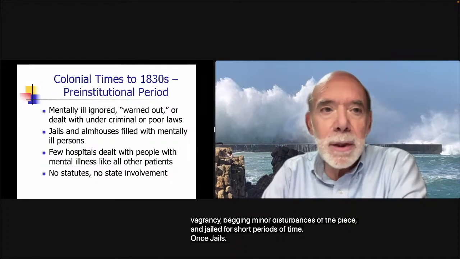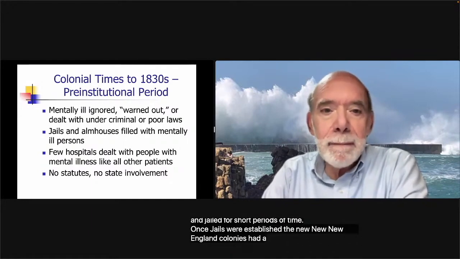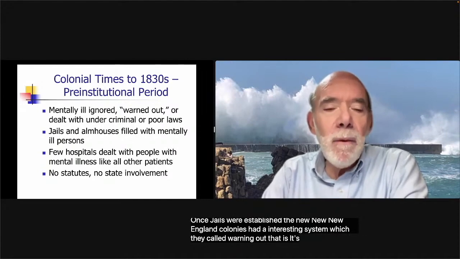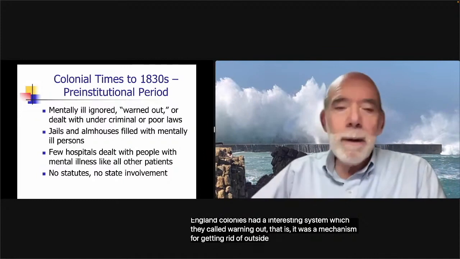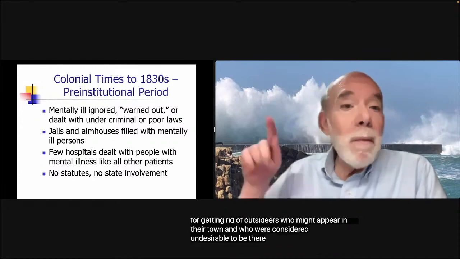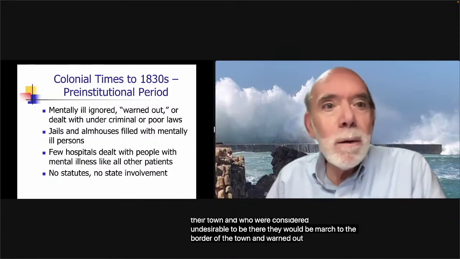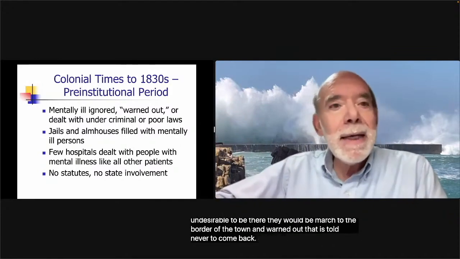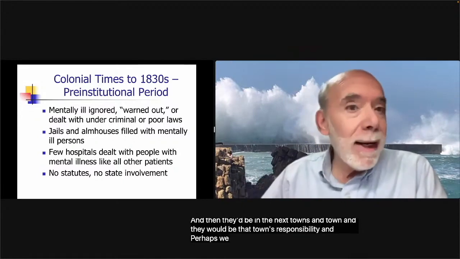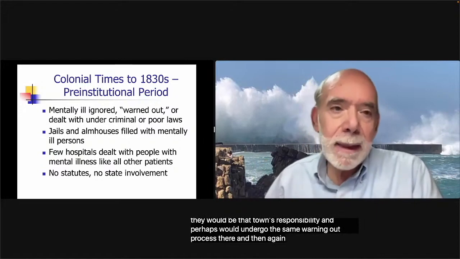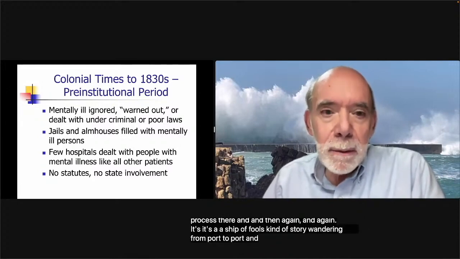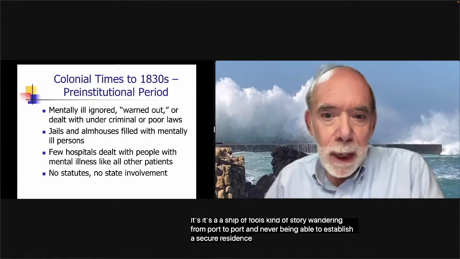Once jails were established, the New England colonies had an interesting system, which they called warning out. That is, it was a mechanism for getting rid of outsiders who might appear in their town and who were considered undesirable to be there. They would be marched to the border of the town and warned out, that is, told never to come back. And then they'd be in the next town, and they would be that town's responsibility and perhaps would undergo the same warning out process there. And then again, it's a ship of fools kind of story, wandering from port to port and never being able to establish a secure residence anywhere.